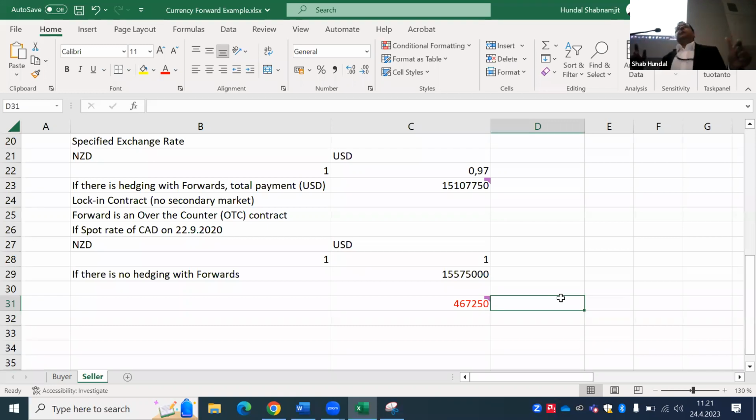Same thing. When you are an importer, you are afraid of the foreign currency appreciating against your domestic currency. And when you are an exporter, you are afraid of the foreign currency depreciating against your domestic currency. That is why the outlook is very different.